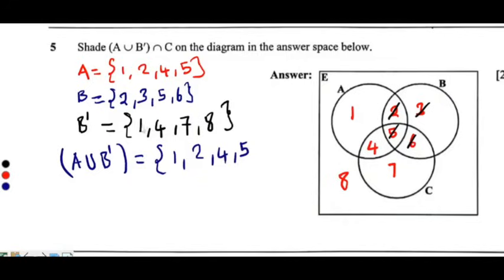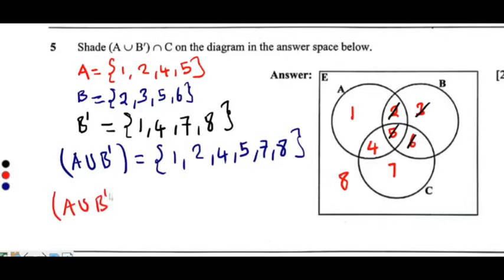Now you can see 1 in B complement is also in A. So we are not going to write it twice. We just write it once the way I've written. 4 is also here, we have written. 7 is not here, so we can write 7. Then 8, we also write 8. Okay? This is the union set of A union B complement. You have combined.